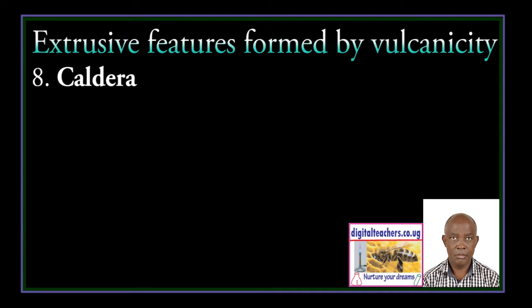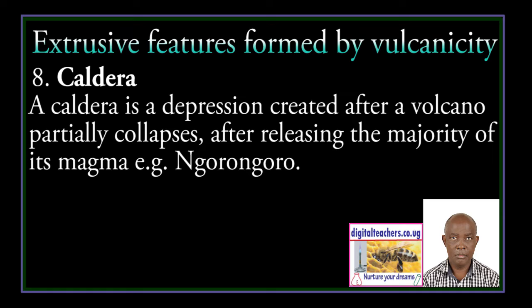Caldera. A caldera is a depression created after a volcano partially collapses after releasing the majority of its magma. An example is Ngorongoro.